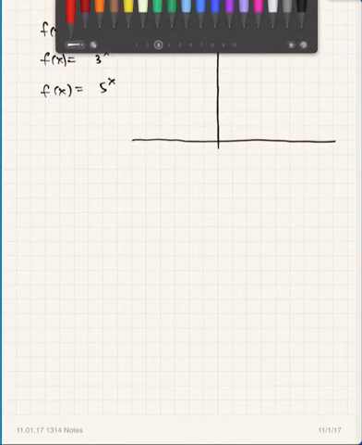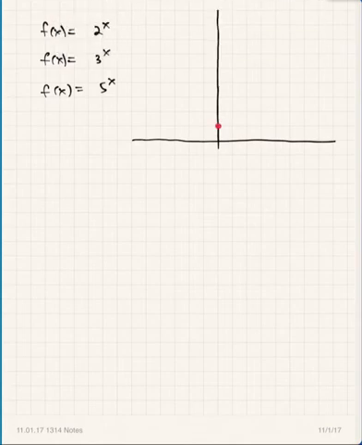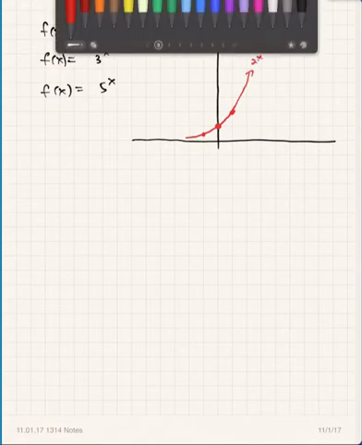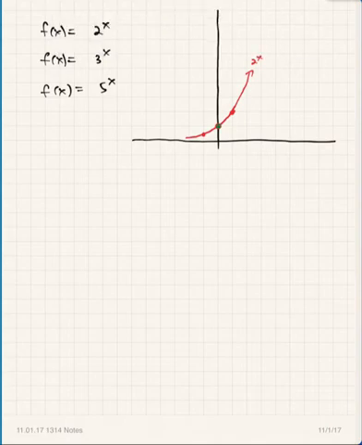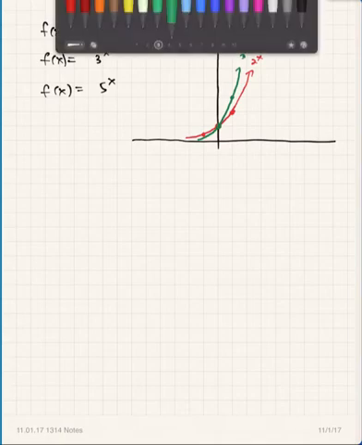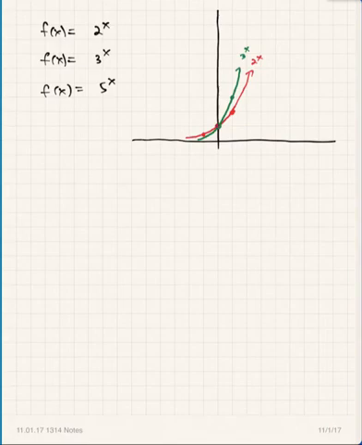So 2 to the x, we know goes through (0, 1), and (1, 2). Here's 2 to the x. (-1, 1/2) if you want that point also. And so you get this growth curve for 2 to the x. Now what about 3 to the x? Well, 3 to the x goes through (0, 1) also, but 3 to the x goes through (1, 3). And so 3 to the x is steeper. Same basic shape, but steeper. And then 5 to the x still goes through (0, 1), but now it goes through (1, 5), steeper still.